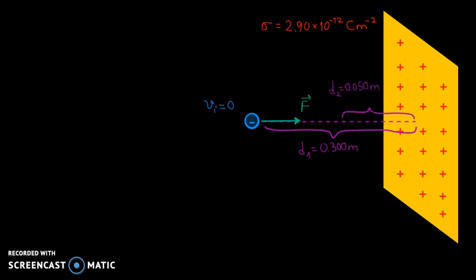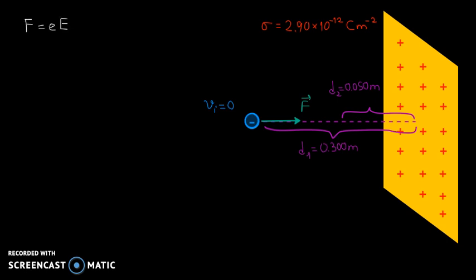In part A, we're going to calculate the work done on the electron by the electric field due to the insulating sheet as the electron moves from its initial position to a point at a distance d2 from the insulating sheet.